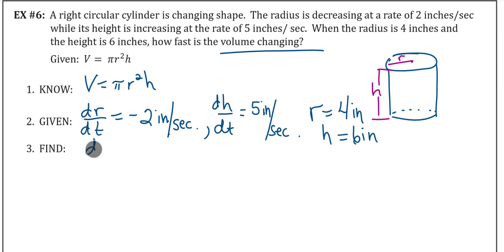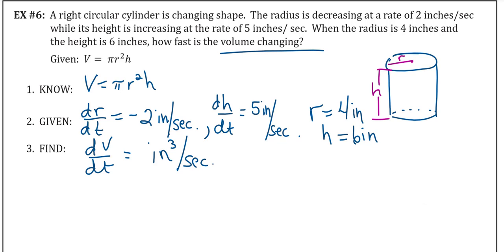We want to know how fast the volume is changing, so we want to find dV/dt, and we want to remember what kind of units we're looking for. Volume is three-dimensional, so it'll be cubic inches per second. At the end we want to make sure we're multiplying 3 linear measurements together to get the cubic, and we have it per time.